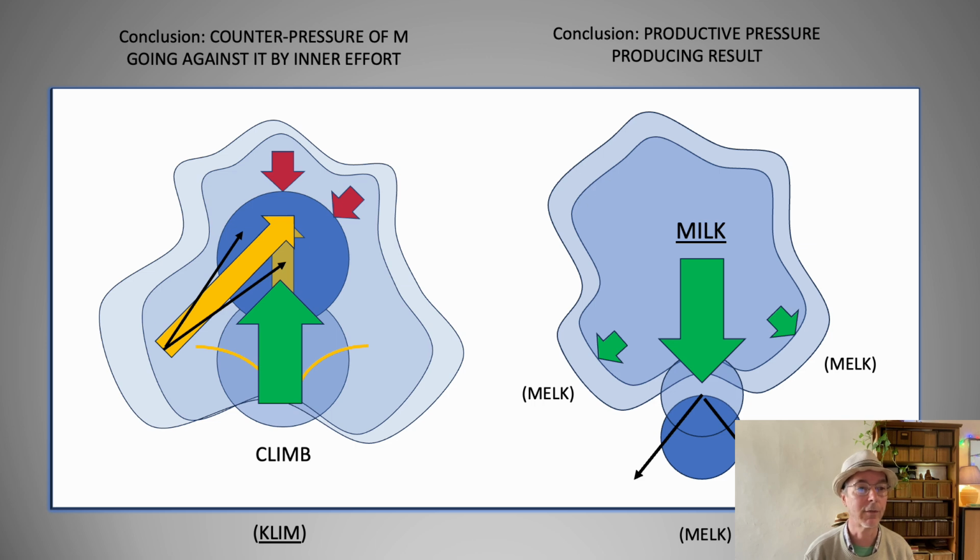The conclusion of climb is this counter pressure of M, which is going against your effort, but by inner effort you can still produce results. The other way around, the MELK is a completely productive pressure, which is automatically producing its result. It's the opposite around, from inside and going outside. The words are opposite and the movements are opposite.